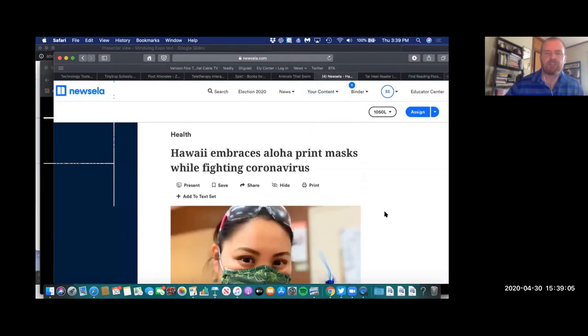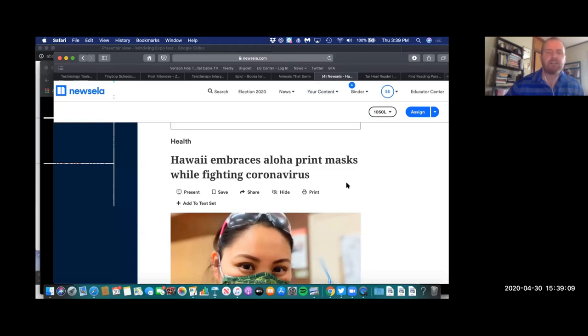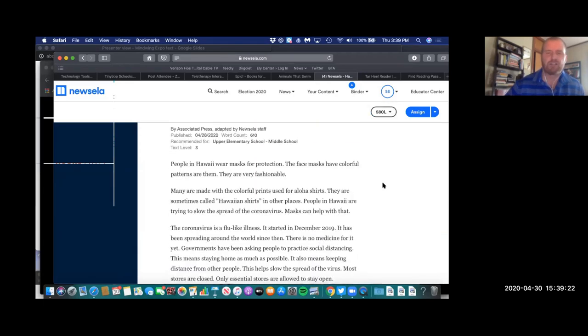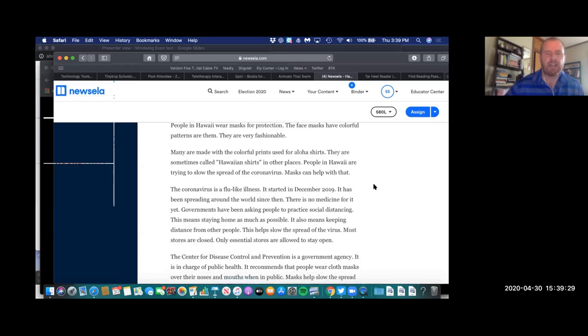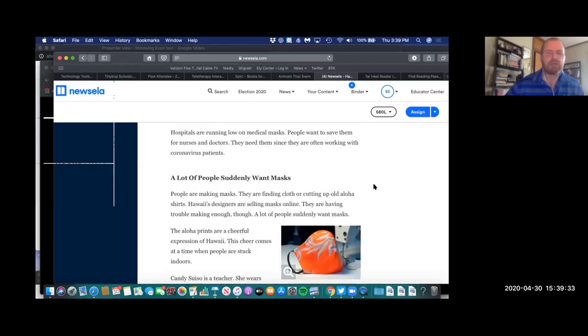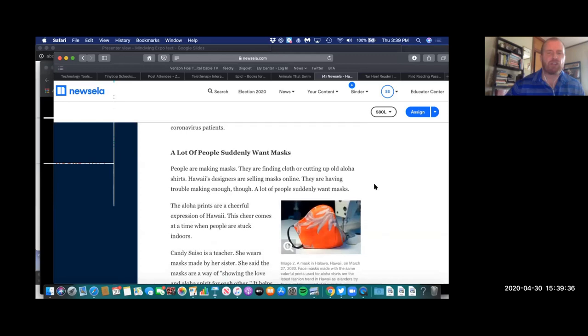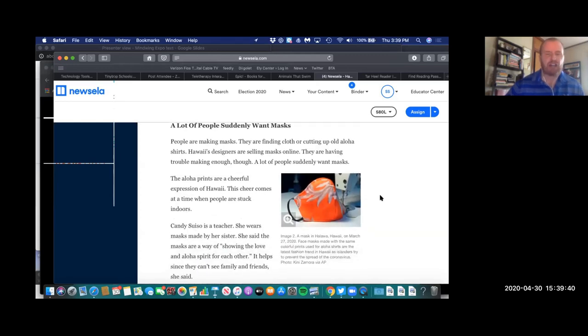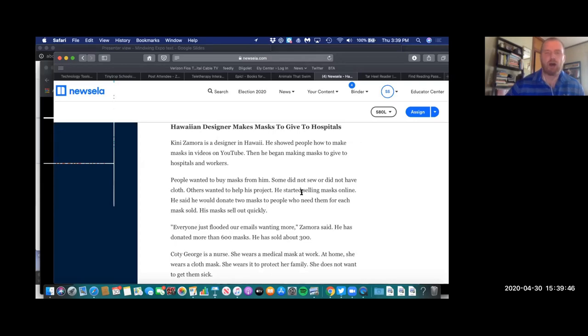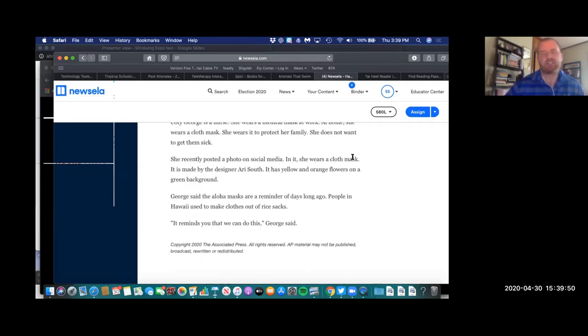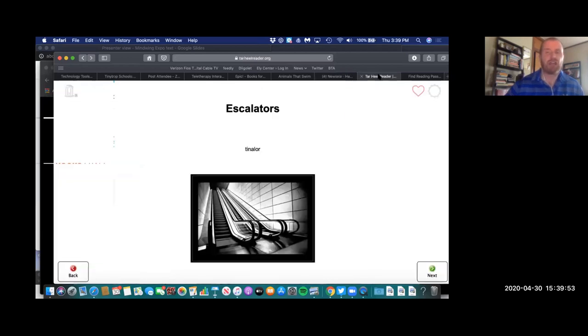Newsela, this is an article here about how Hawaii is embracing Aloha print masks. The key feature of Newsela is that you can go right here to the reading level and knock it right down. I'm not a literacy specialist, so I don't always know what these things correspond to, but that will make it a simpler article. And in this, it talks about why people suddenly want masks, or what are the effects of wearing masks. So cause and effect. And there's also a story that you could use as a sequence, or you could do problem solution. Any of these structures can be used, and there isn't necessarily one right one to do.